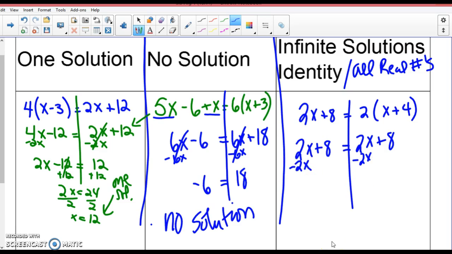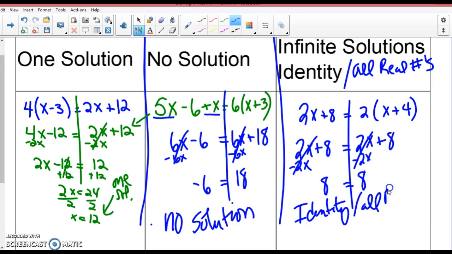Subtract 2x from both sides. Notice we are following the same steps for every problem up here. 2x minus 2x is x. Or I'm sorry, 0. So I have 8 equals 2x minus 2x is 0. I'm left with 8. So all of my variables are gone. But it's true. 8 will always equal 8. You are going to write either identity, all real numbers, because it means every number in the world is a solution to this, or an infinite solution. They're all the same. That means every single number in the world will make that equation true.